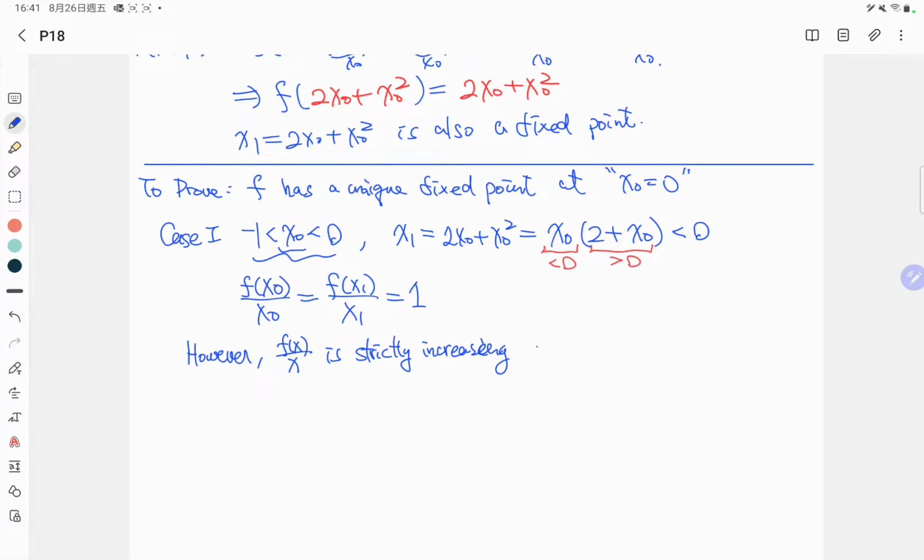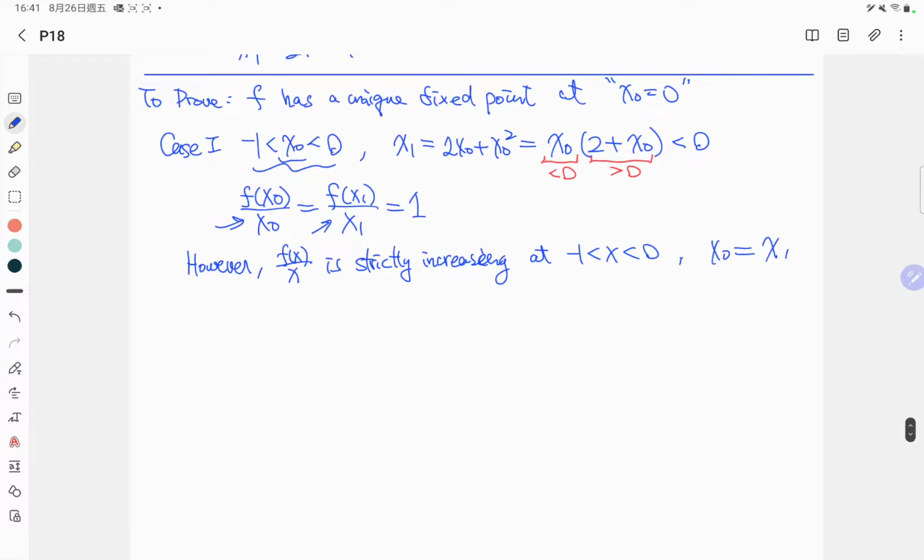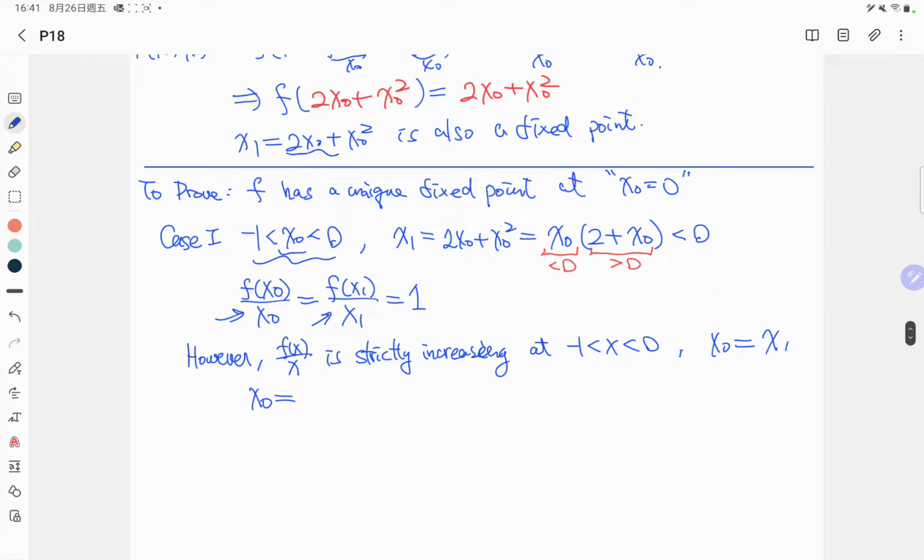Strictly increasing at -1 < x < 0, which means that this is a negative number, this is a negative number. So x sub 0 should be equal to x1. Here we know x sub 0 equals, we call this one, 2x sub 0 plus x sub 0 squared.